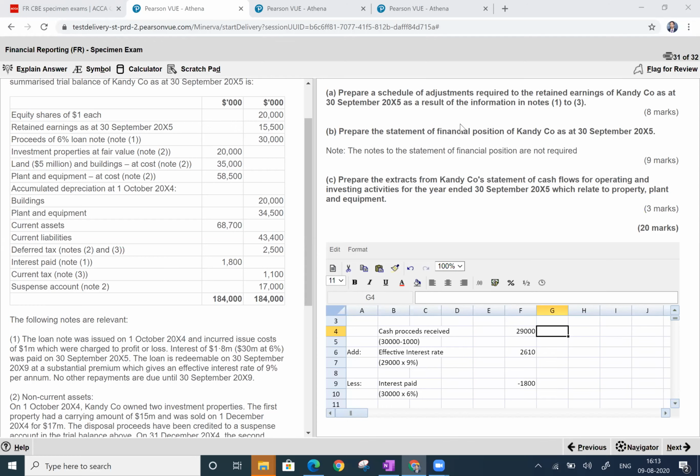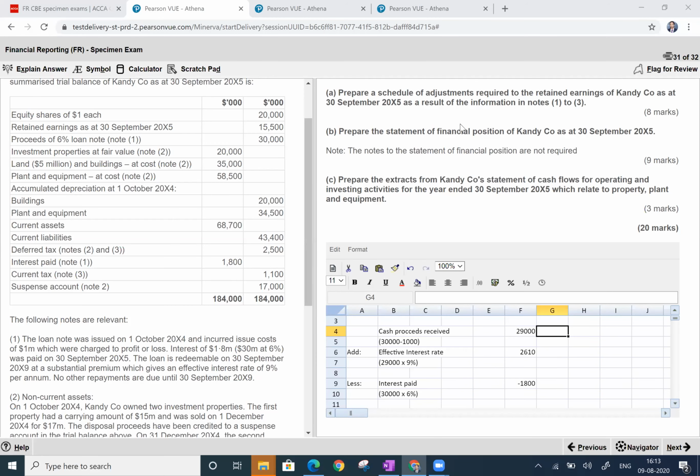Now it's a wrong treatment. Your profit has wrongly reduced. So you have to correct it. You have to remove it from the expense. But they are not asking you to prepare SOPL. If they were asking you to prepare SOPL, you can reduce it because they have shown it in SOPL. But here our question is not SOPL.